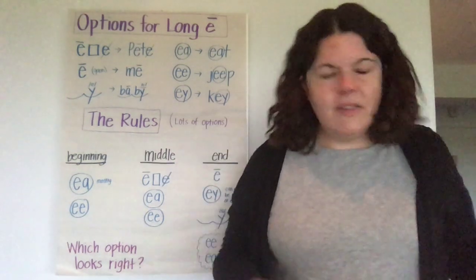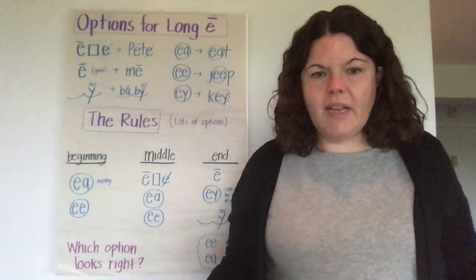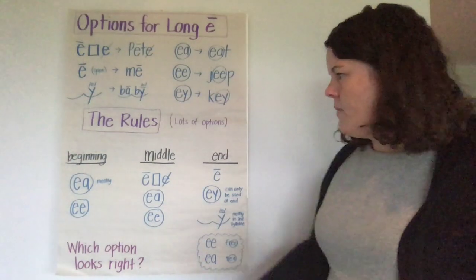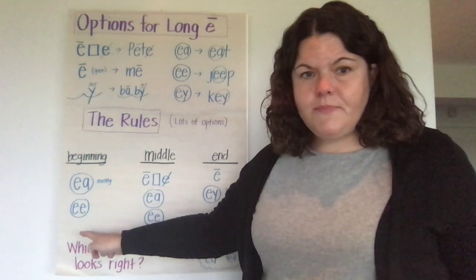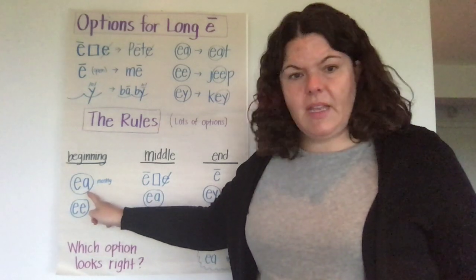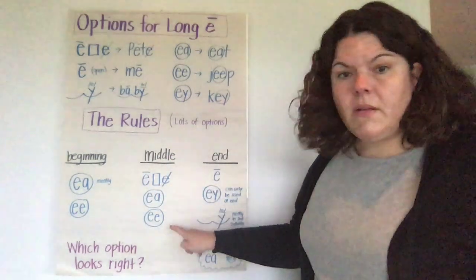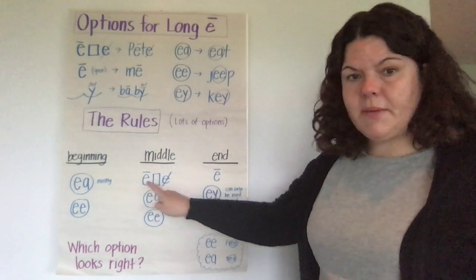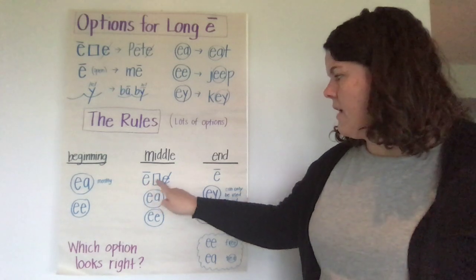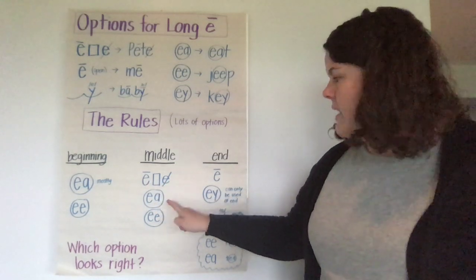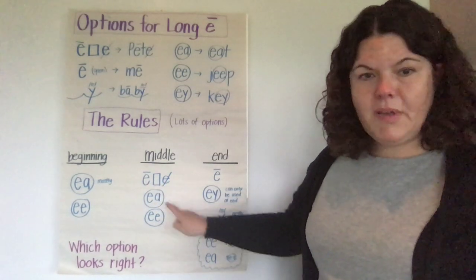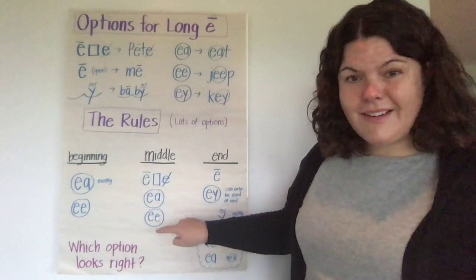The rules are there are a lot of options. I can't break it down any easier for you. So when you hear E at the beginning of a word, it's probably going to be EA or EE. In the middle, it's obviously like in Pete, eat, your E consonant E. And then EA or EE. And be careful, a lot of homophones there.